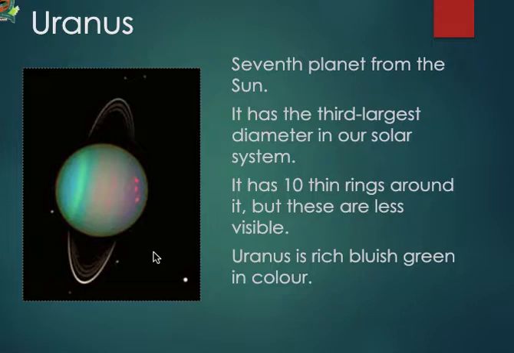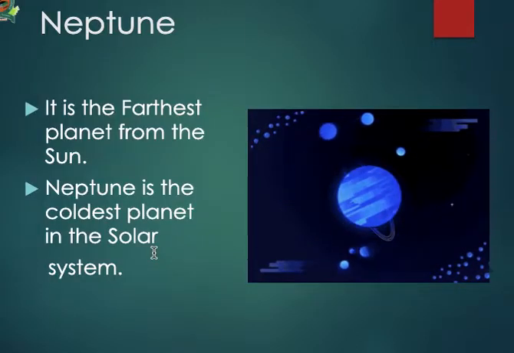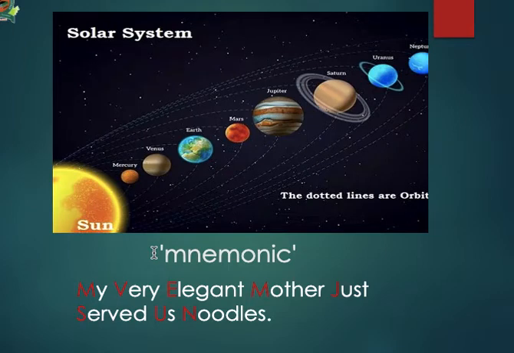It has 10 thin rings around it, but these are less visible. Uranus is rich green in color. Neptune! It is the furthest planet from the sun. Neptune is the coldest planet in the solar system.